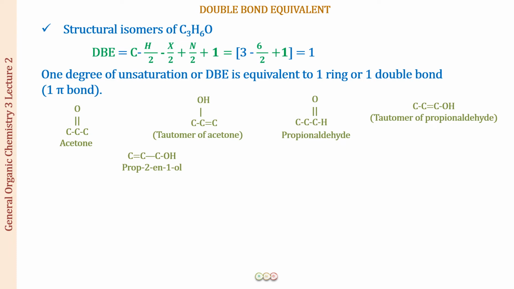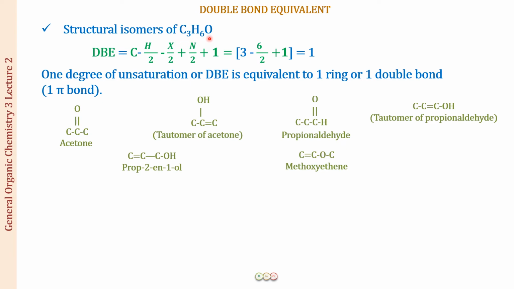All right. Now, let us see if any more structure is possible. How can we think of some more structures? Just think. If an alcohol is possible, obviously an ether is also possible. So let us draw an ether. Here we have an oxygen, with two carbons on one side and one carbon on the other side. So this is the only possibility. Between the two carbons, I can draw a double bond, right? So this is the next structure which is possible for this molecular formula C3H6O.